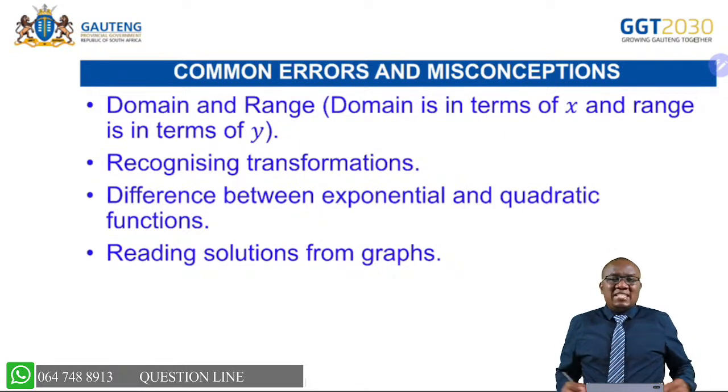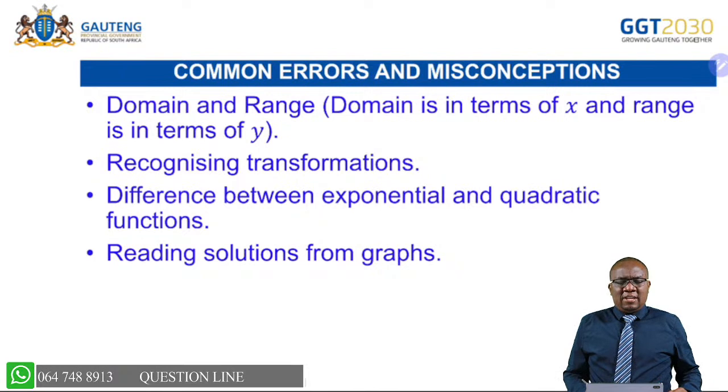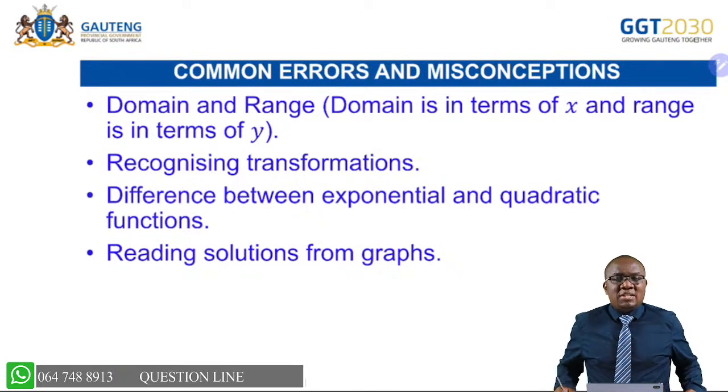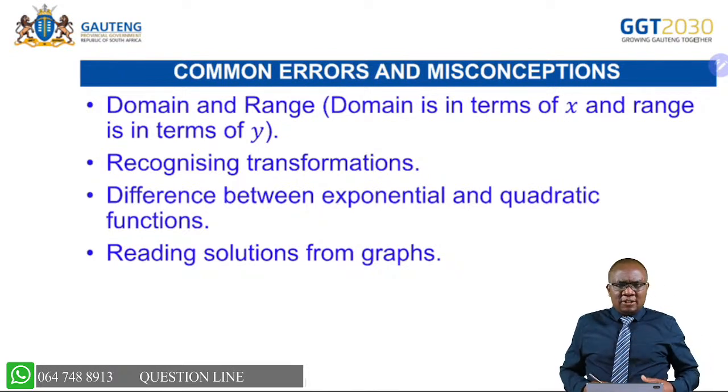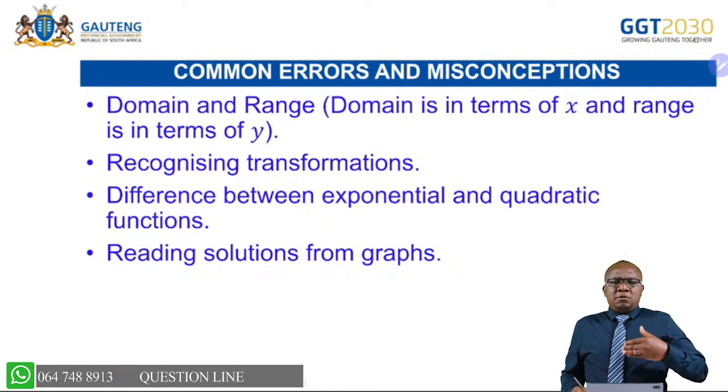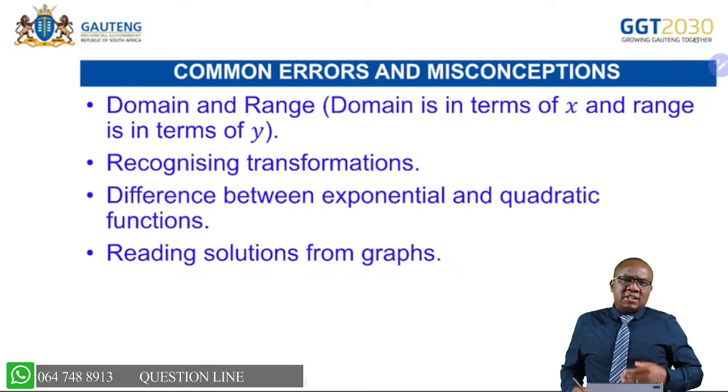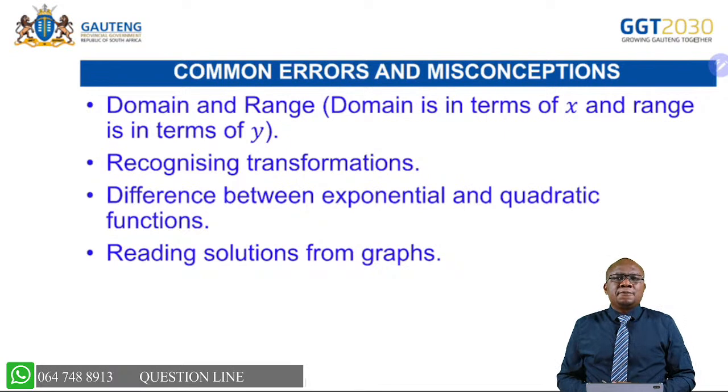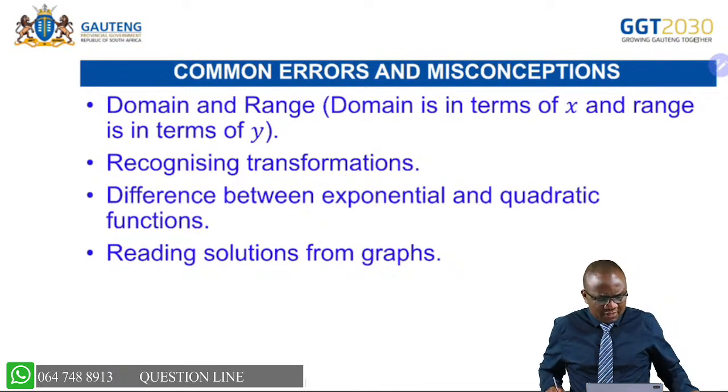Right, recognizing transformations. Okay, fortunately, grade 10s, we're just doing what? The translation, the q. Do you remember the effect of q? Right. If q is positive, the graph is shifted upwards. If q is negative, the graph is shifted downwards. Do you remember that? Okay? So don't make mistakes there.